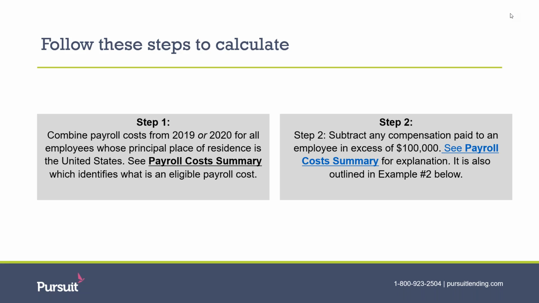The SBA rules require a maximum amount of compensation to any one employee to be $100,000. So anybody that makes a gross salary of over $100,000 will have to be reduced to reach that maximum limit. So we'll go through some examples, but a quick example of this case here, if you have an employee whose annual salary is $150,000, the maximum that can be calculated in terms of the Paycheck Protection Program for that single employee is $100,000. So as you calculate the entire amount of payroll, you would subtract out the $50,000 in excess of $100,000 from the calculation.